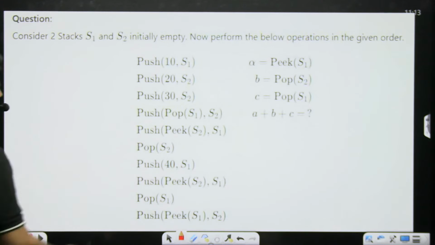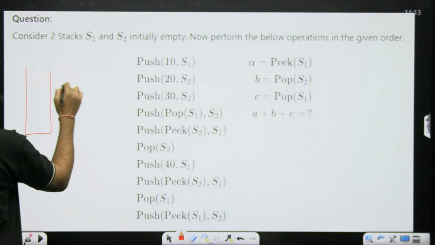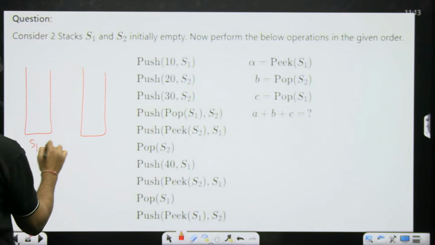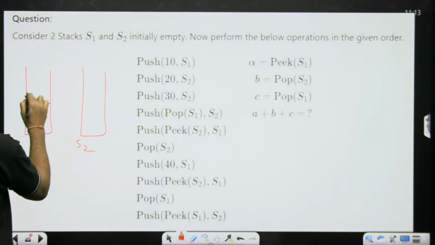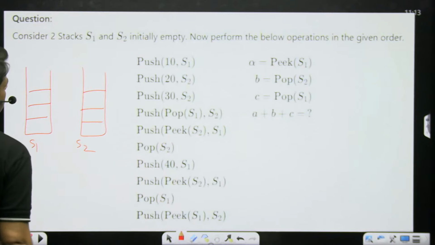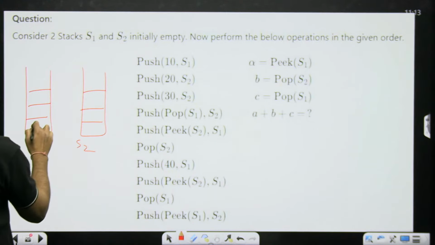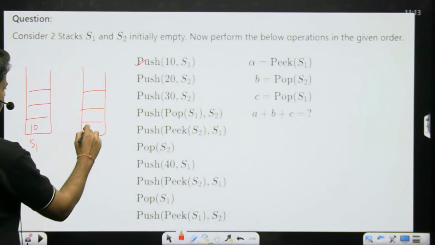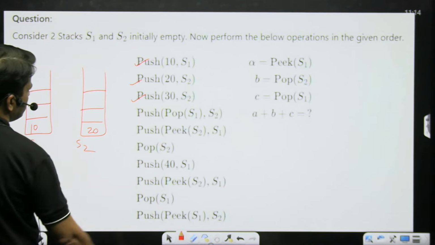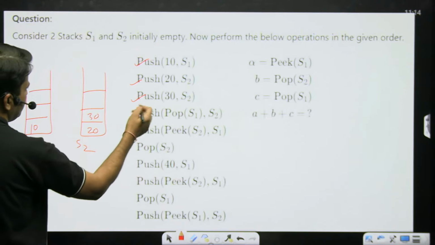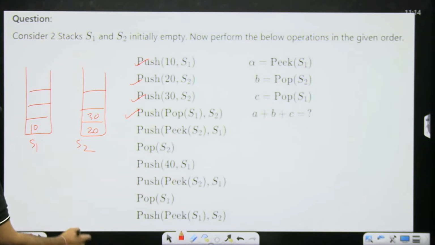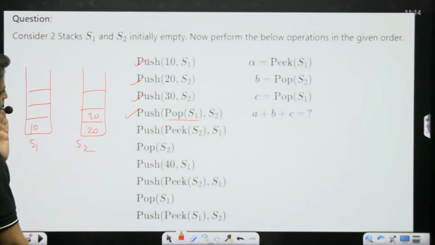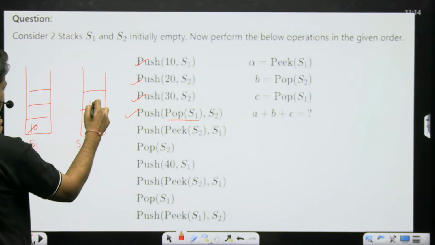Simply, there are two stacks, stack 1 and stack 2. So this is saying: push 10 in S1. Very simple. This is done. Push 20 in S2. Done. Push 30 in S2. Done. Now pop from S1. This is saying pop from S1 and push in S2. So push in S2, this one.